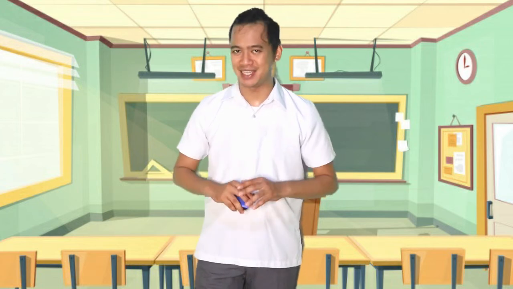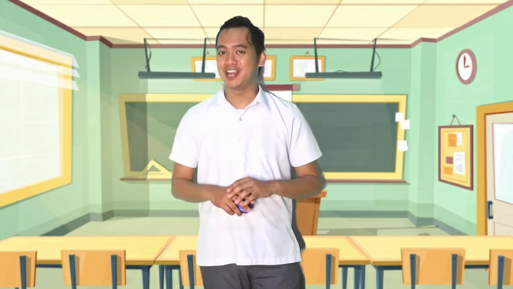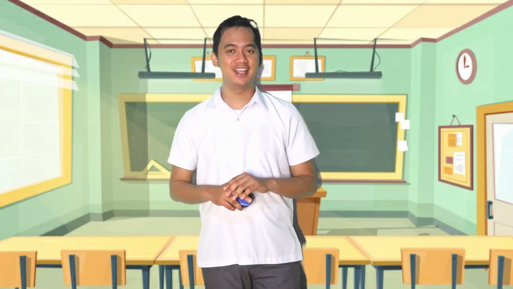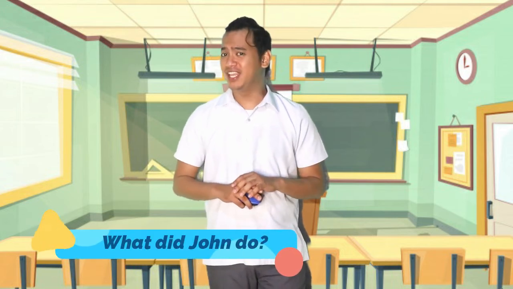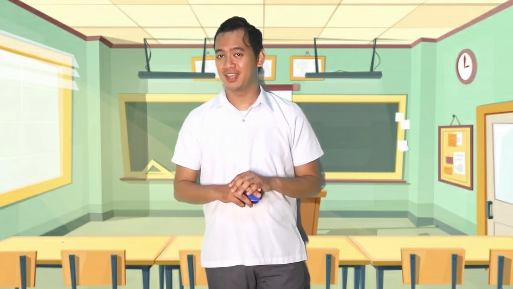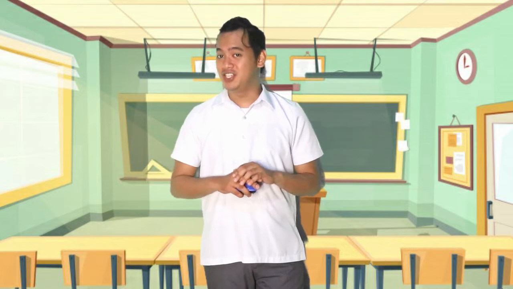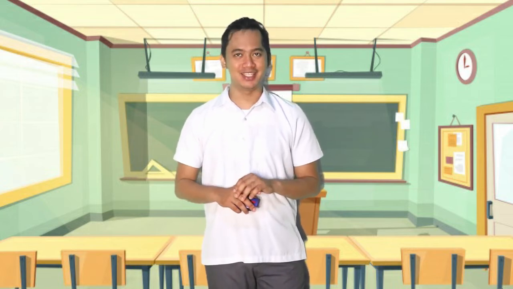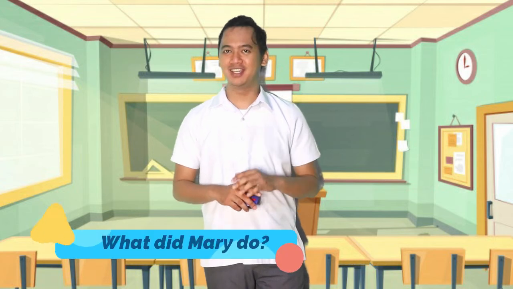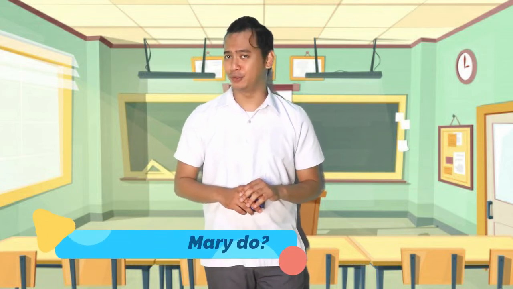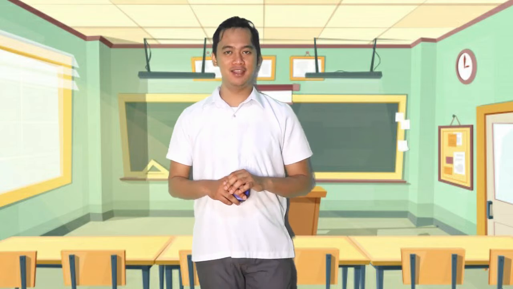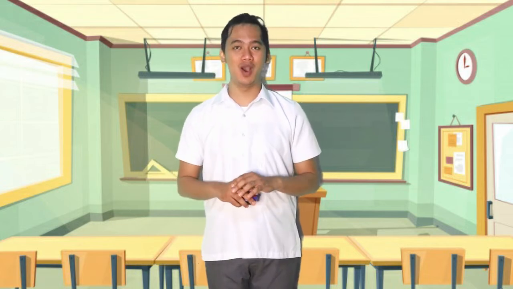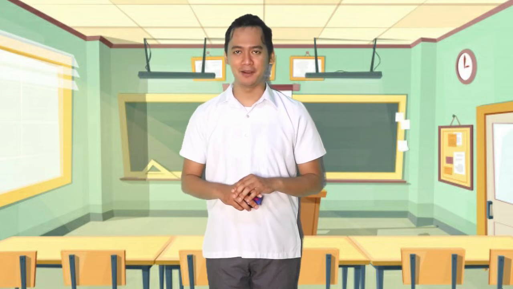Let's find out if you really understand the short passage. Let's answer the following questions. Number 1. What did John do? Very good. John had called and asked Anna what time they should meet. Number 2. What did Mary do? Brilliant! Mary had asked Anna if she wanted to go to dinner.